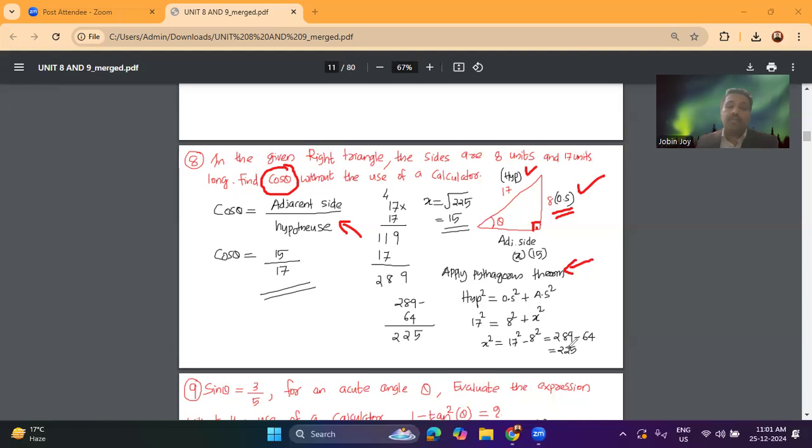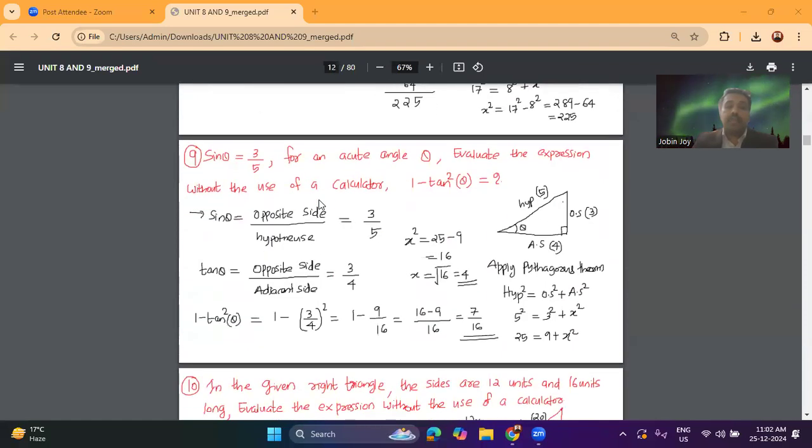What is 17 square? 17 into 17, it's 289 minus 8 square, which is 64. So you will get 225. I will take the square root. The answer is 15. So the adjacent side is 15. So that you can find cos theta. Adjacent side by hypotenuse is 15 divided by 17. So the final answer is 15 divided by 17.